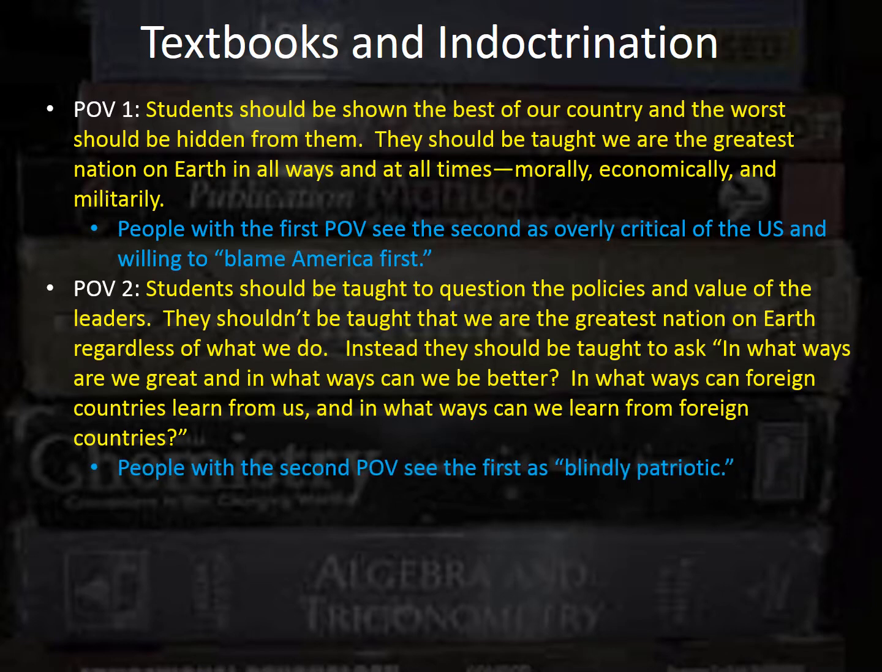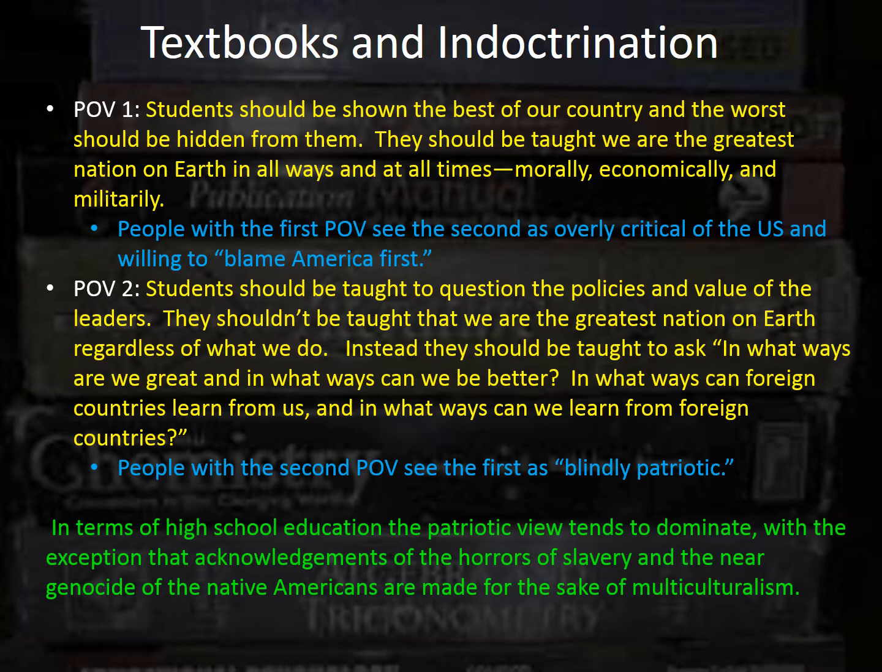People with the first view tend to see people with the second as overly critical of the U.S., often saying that they blame America first. In terms of high school text, the first view tends to dominate. High school texts are overwhelmingly patriotic, and negative elements are whitewashed or not mentioned at all, with the exception of certain multicultural issues that have become so overwhelming that they are now mentioned in texts.